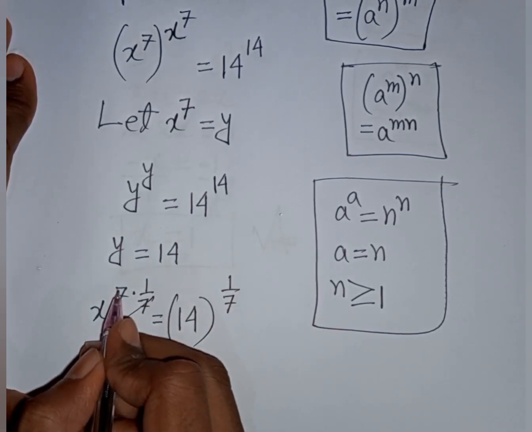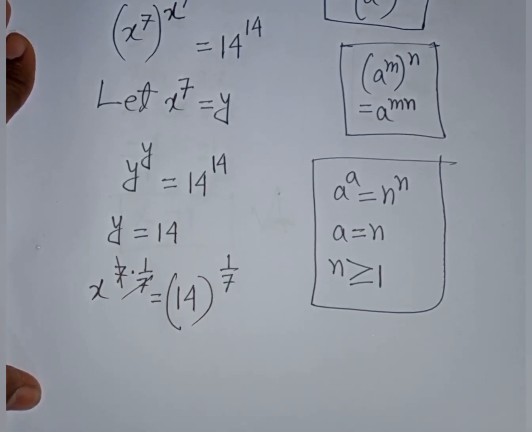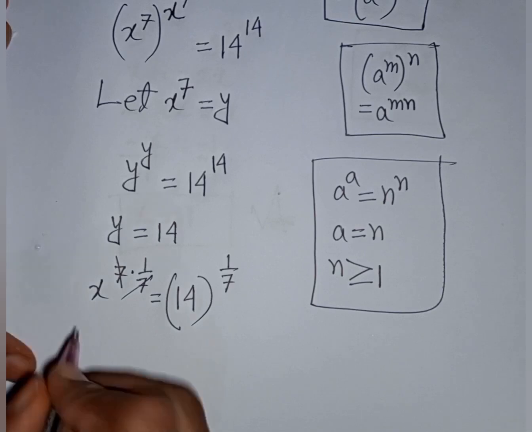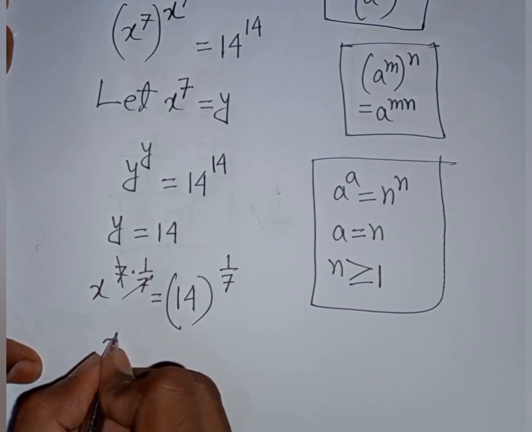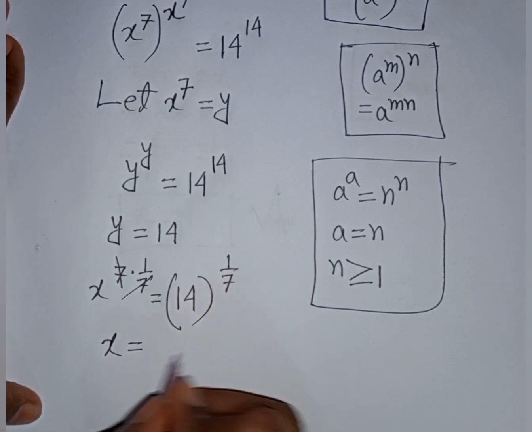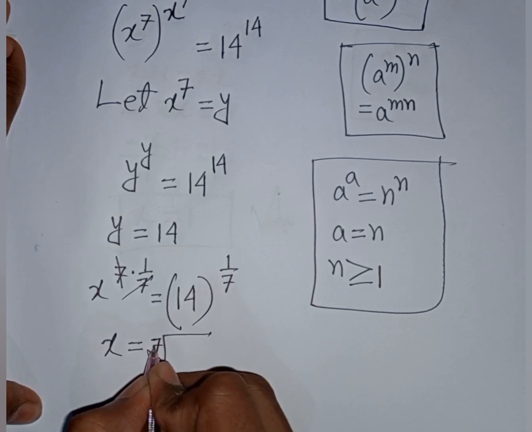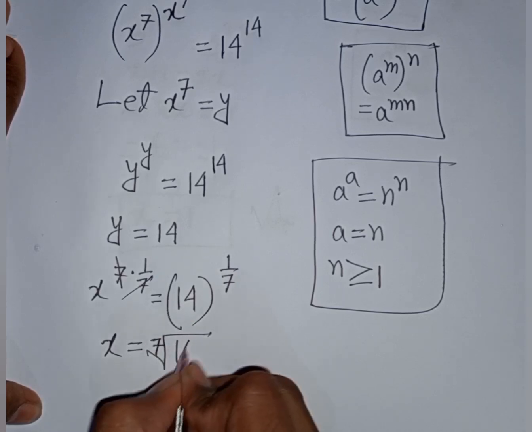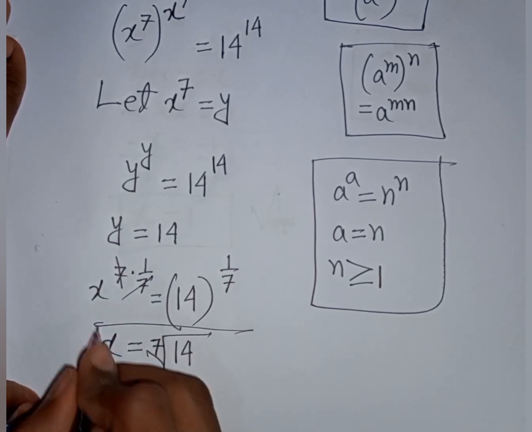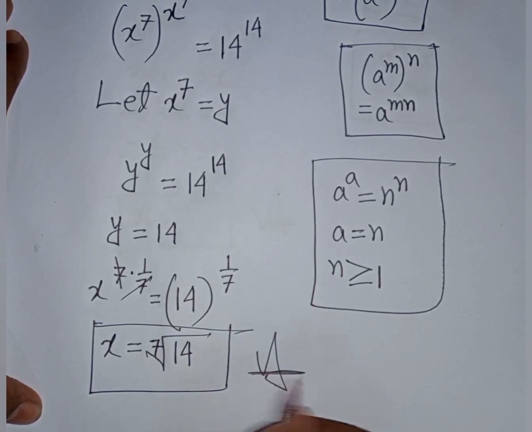Now this 7 will be cancelled. So we have x^1, which is the same as x, is equal to 14^(1/7), which can be written as the 7th root of 14. So the 7th root of 14 is the value of x, and this is our final answer.